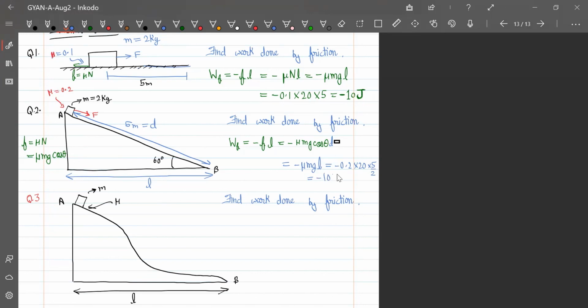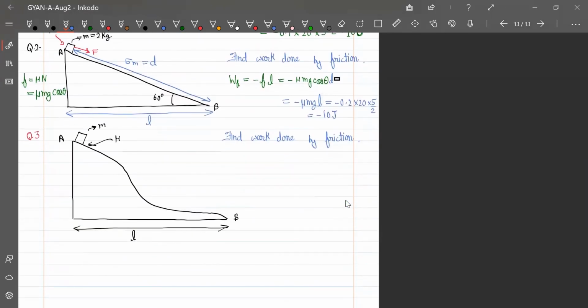So minus 10 joules is correct. And the third one, was anybody able to figure it out? No, sir. Minus mu mgl. Minus mu mgl, that is correct. Can you tell me how?